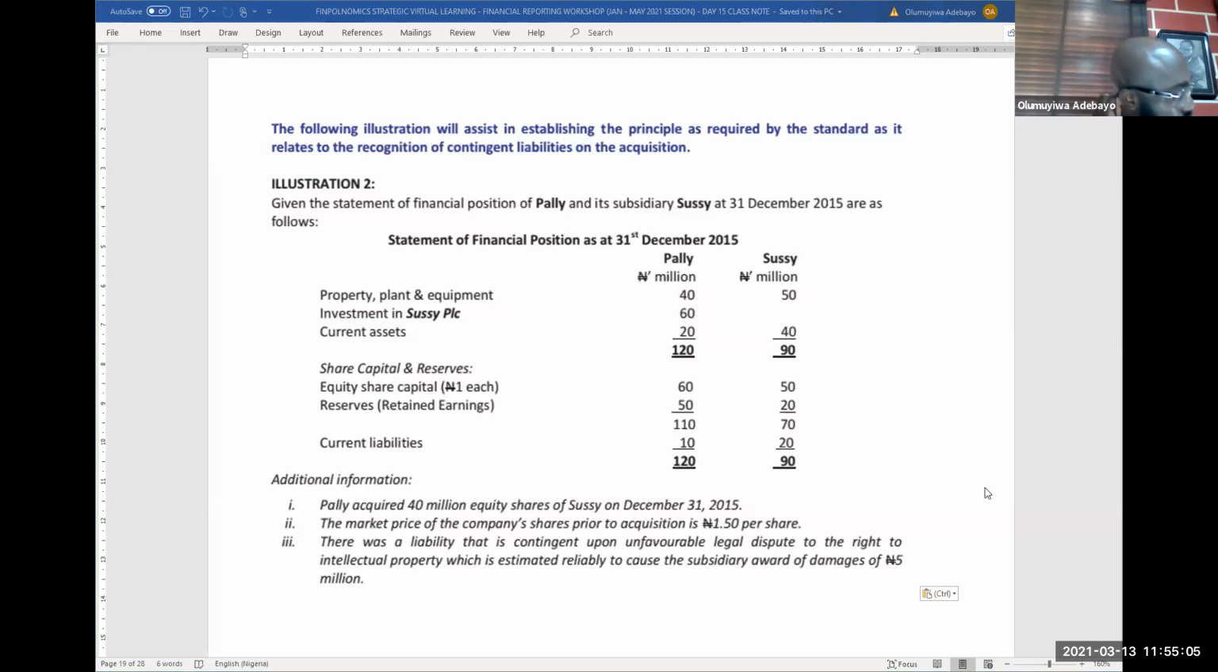Okay, illustration 2. Given the statements of financial position of Pali and its subsidiary Suzy as at 31st December 2015 are as follows. Additional information: 1. Pali acquired 40 million equity shares of Suzy on December 31st, 2015. 2. The market price of the company's shares prior to acquisition is £1.50 per share. 3. There was a liability that is contingent upon unfavorable legal disputes over the right to intellectual property, which is estimated reliably to cause the subsidiary award of damages of 5 million.